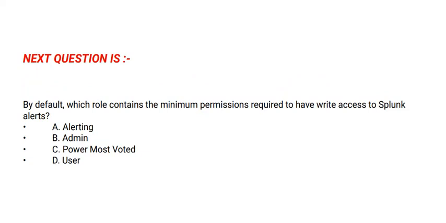Now, the question is, by default, which role contains the minimum permissions required to have write access to Splunk alerts? Options are Option A, alerting, Option B, admin, Option C, power (most voted), and Option D, user. The correct option is Option C.